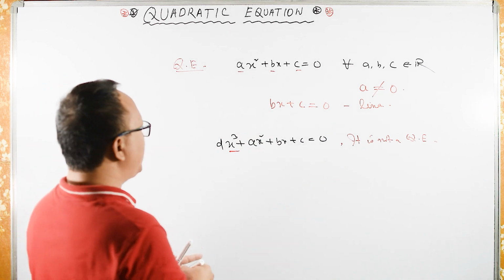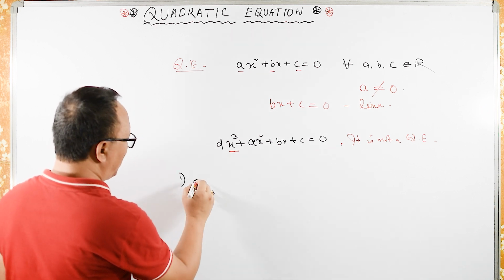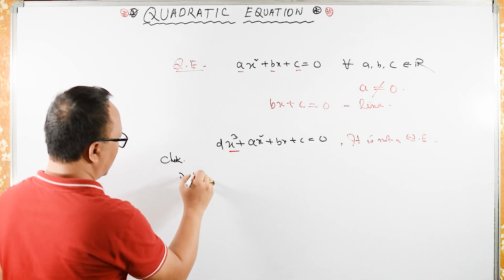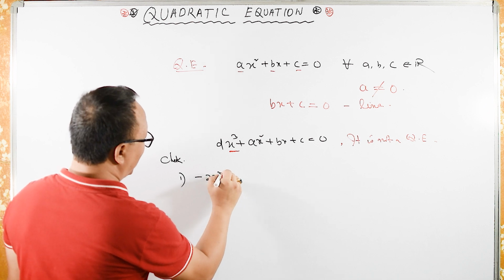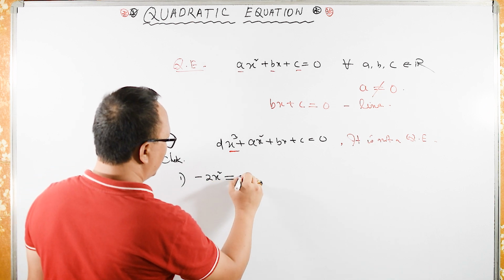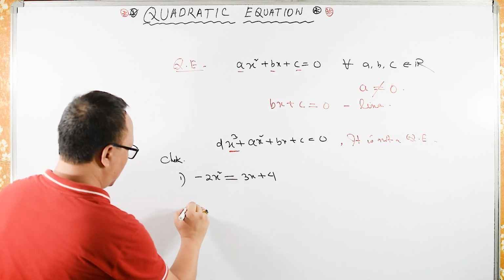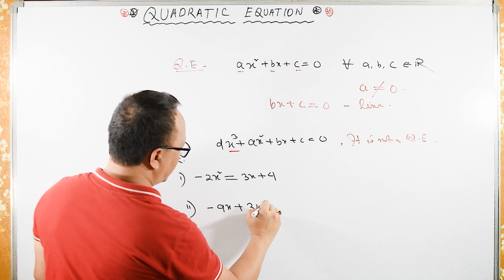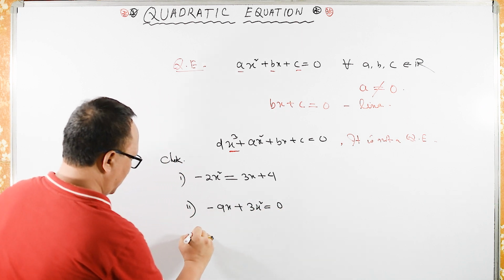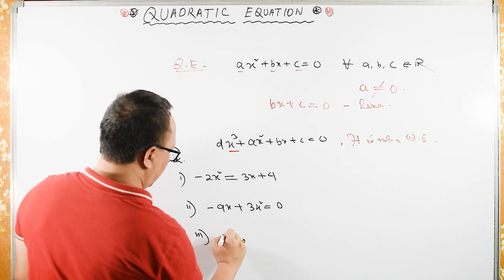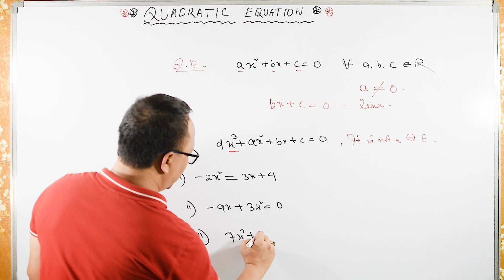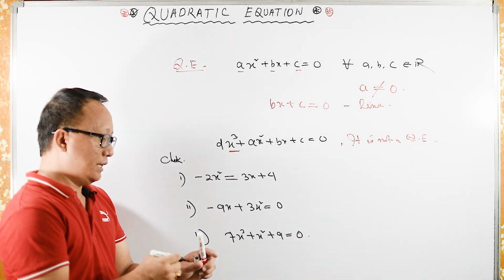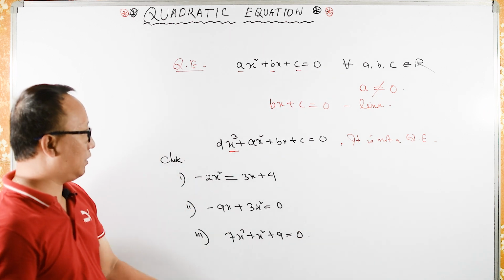Now let's take some examples. Example 1. Check whether it is a quadratic equation or not. Number 1: minus 2x² = 3x + 4. Number 2: minus 9x + 3x² = 0. Number 3: 7x³ + x² + 9 = 0. Let's check these three equations whether they are quadratic equations or not.